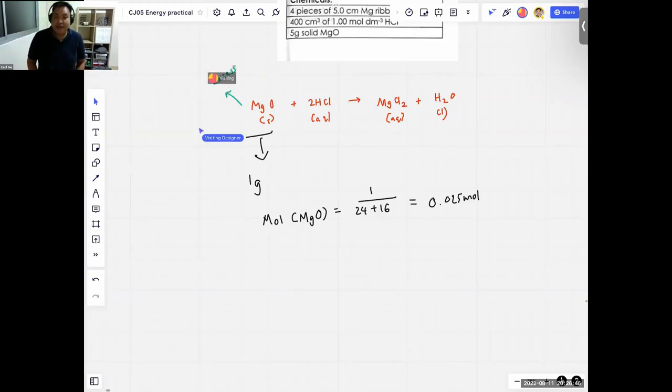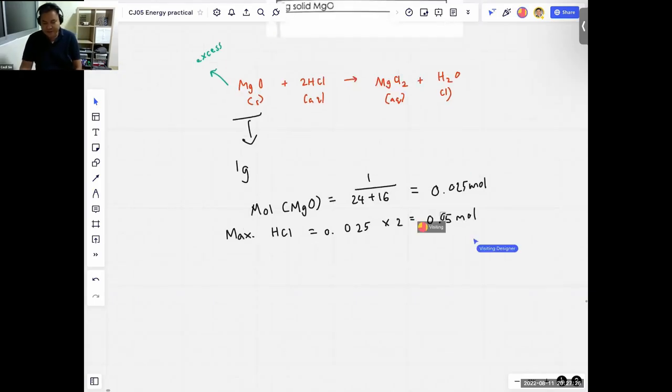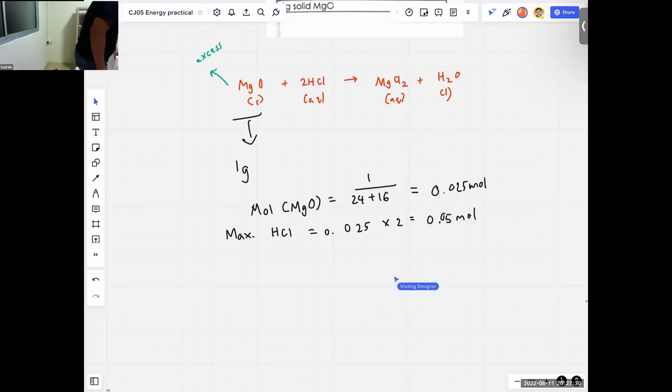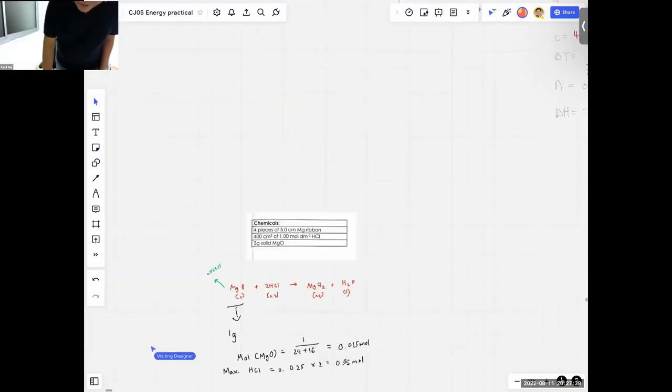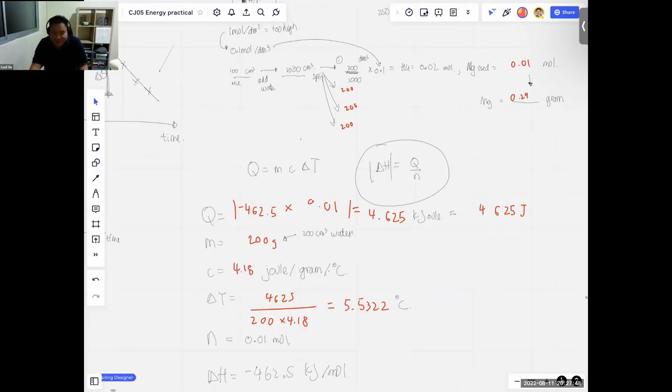Okay, excess. That means if you divide by 2, right on, maximum HCl is 0.025. Oh, times 2. Right on, maximum HCl is 0.05. Then you take something less than that. You take HCl something less. Shall we do the similar one like before here? This thing, the HCl is how much? 0.02. Then you do the same thing here.